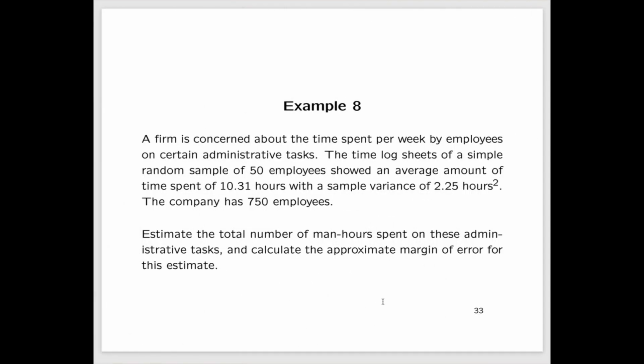All right, so let's look at an example. A firm is concerned about the time spent per week by employees on a certain administrative task. The time log sheets of a simple random sample of 50 employees showed an average amount of time spent of 10.31 hours with a sample variance of 2.25 hours squared. Now, the company has 750 employees. So what we want to do here is estimate the total number of man-hours spent on these administrative tasks and calculate the approximate margin of error associated with that estimate.